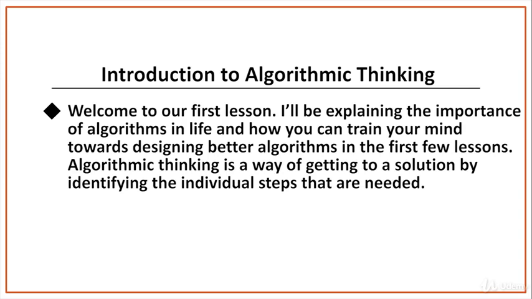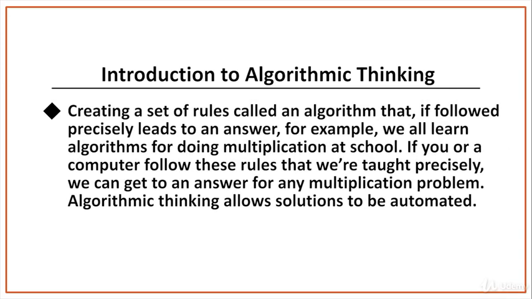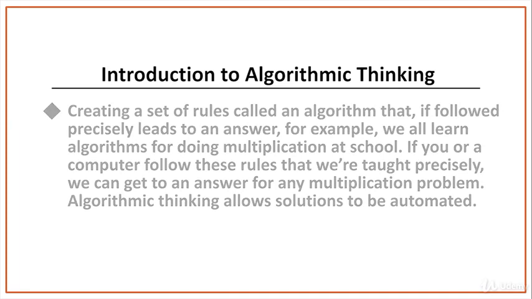Algorithmic thinking is a way of getting us to a solution by identifying the individual steps that are needed, creating a set of rules called an algorithm that, if followed precisely, leads to an answer. For example, we all learn algorithms for doing multiplication at school. If you or a computer follow these rules that we are taught precisely, we can get to an answer for any multiplication problem. Algorithmic thinking allows solutions to be automated.